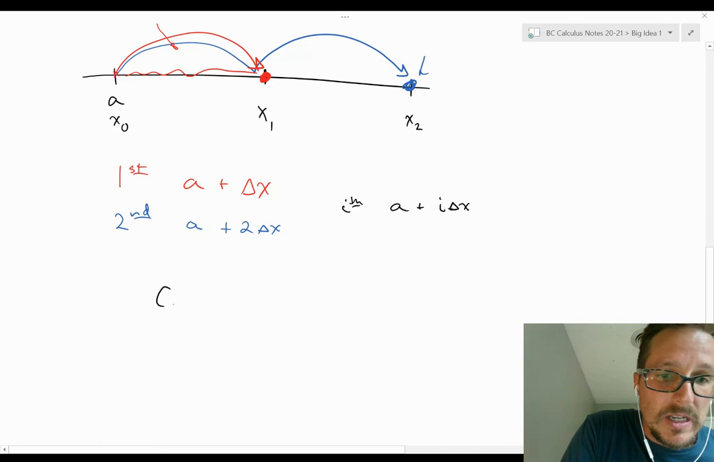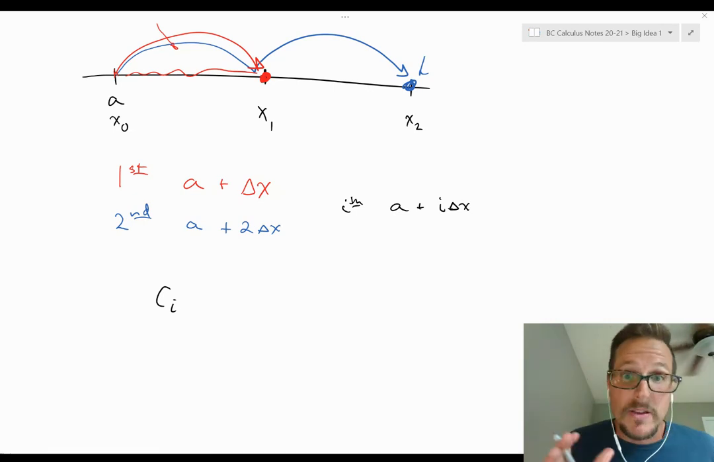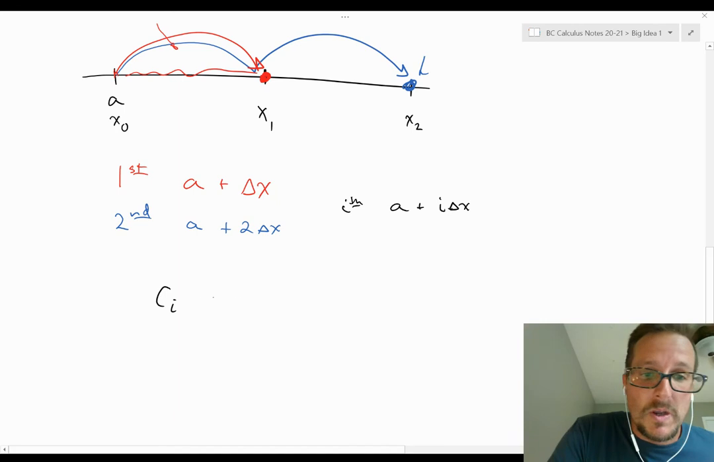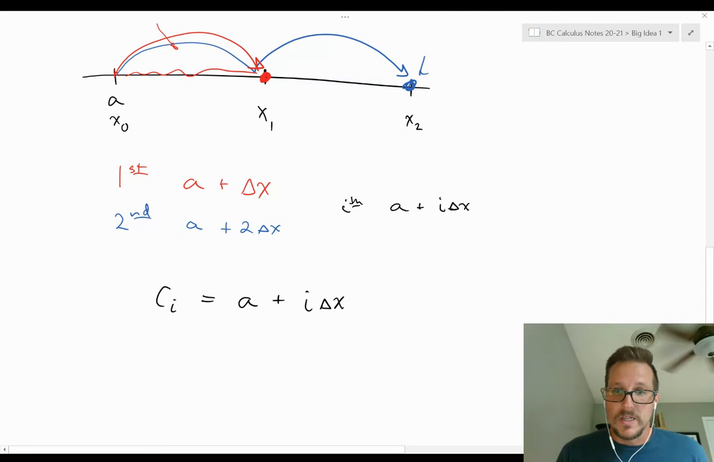And that, friends, is what we want to use to define c sub i. So c sub i, that some point, some x value on the ith subinterval, we want to say is a plus i delta x's.